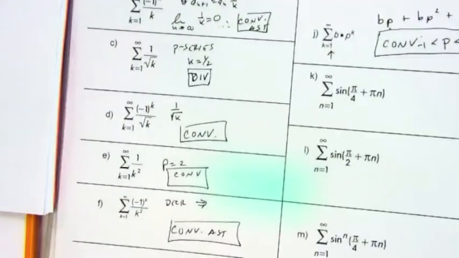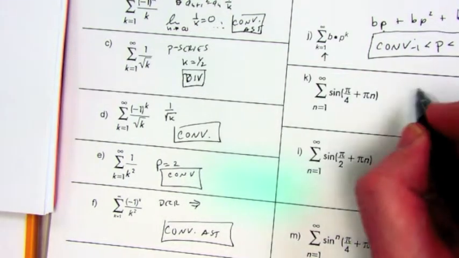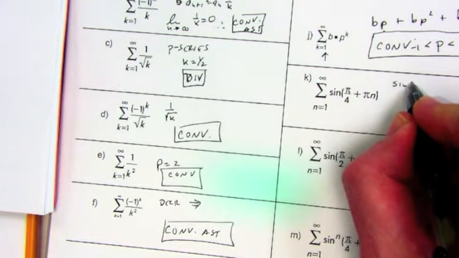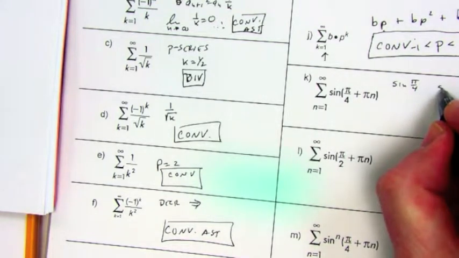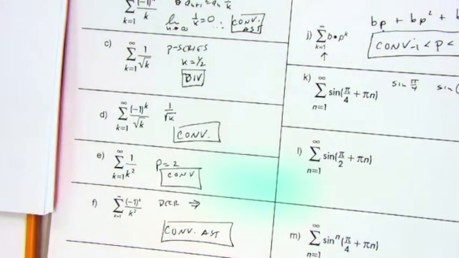Okay? All right. So if you look at K here, so we're doing first the sine of pi over 4. Then it's the sine of 5 pi over 4.